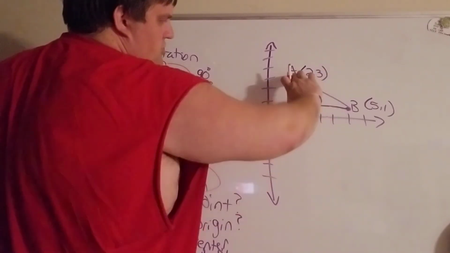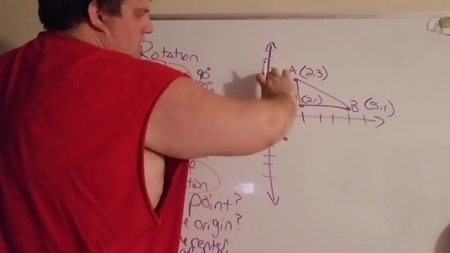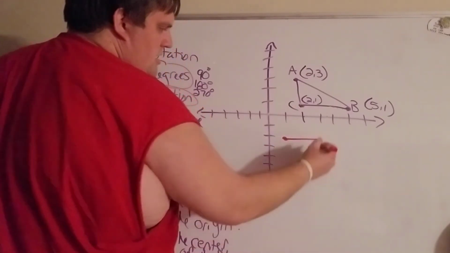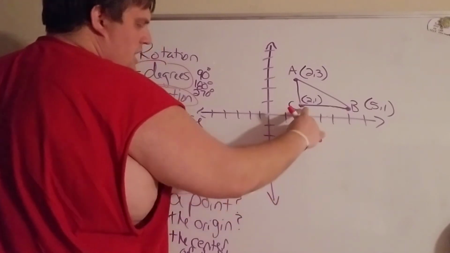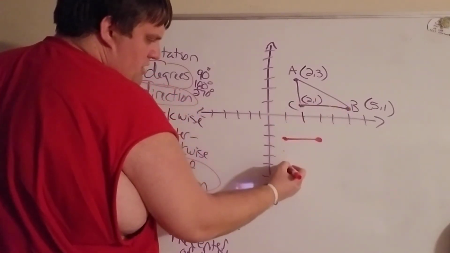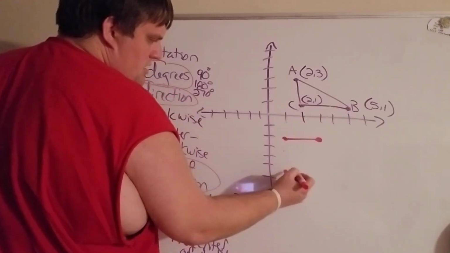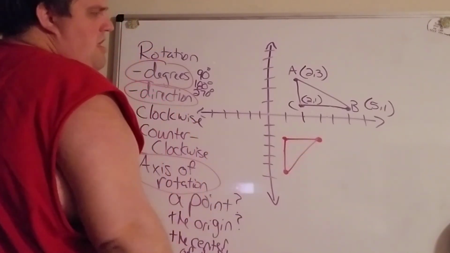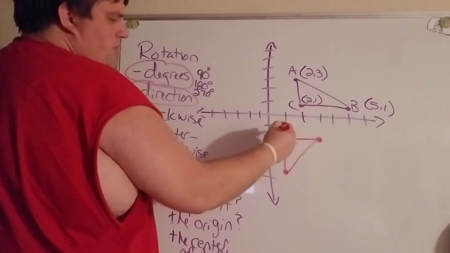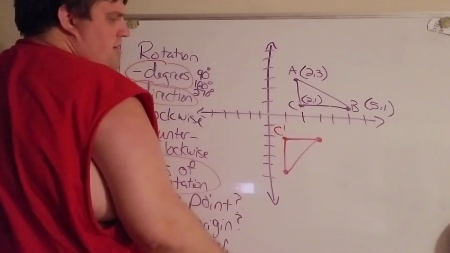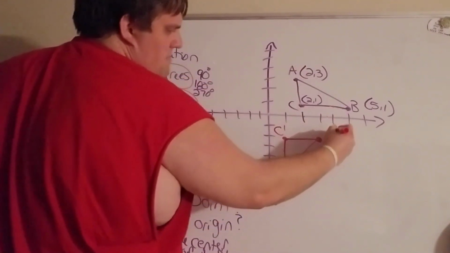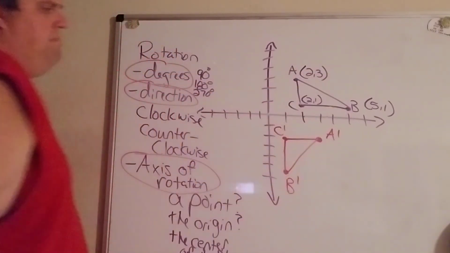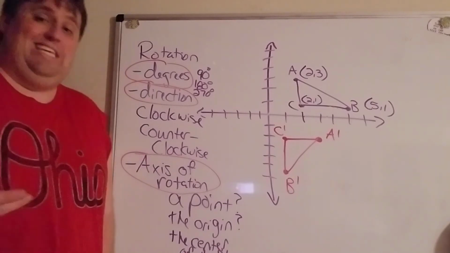So my triangle was 2 length here. So that's going to be 2 length here. And then over here it was 3 length. So we're going to go down 1, 2, 3. Not my best picture, but that's the same idea. So now you can see that C prime is here, A prime is here, and B prime is still facing downwards. But now they're not sharing point C.